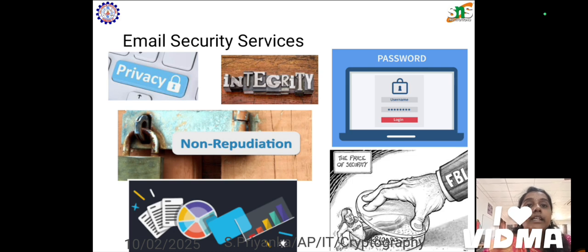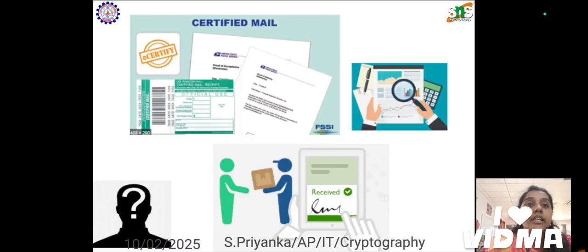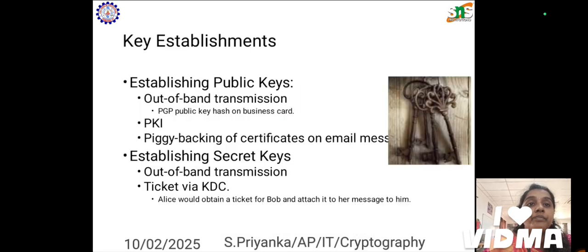Next, these are all the email security services. The email security services mainly include privacy, integrity, authentication, non-repudiation, and proof of submission. These all come under the email security services. Here there is confidential mail, and sometimes certified mail is also allowed.